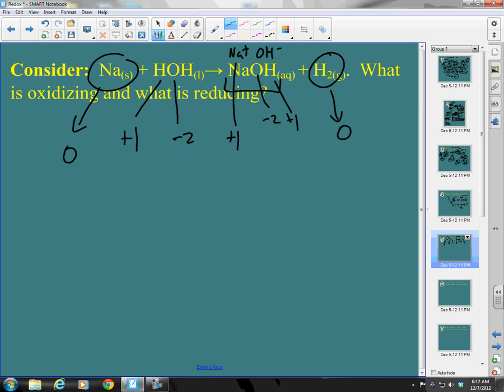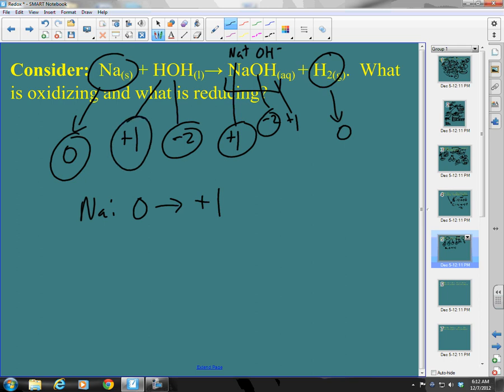Okay, so what's changing? My sodium starts out at 0 and goes to +1. What else is changing? Well, oxygen is -2 here. Oxygen is -2 there. Okay, it's not oxygen. Hydrogen is +1 here and +1 here. Oh, here it's 0. So that means hydrogen is going from +1 to 0. Okay, so here my oxidation state goes up. Here my oxidation state goes down. If my oxidation state is going down, that means it is reducing.